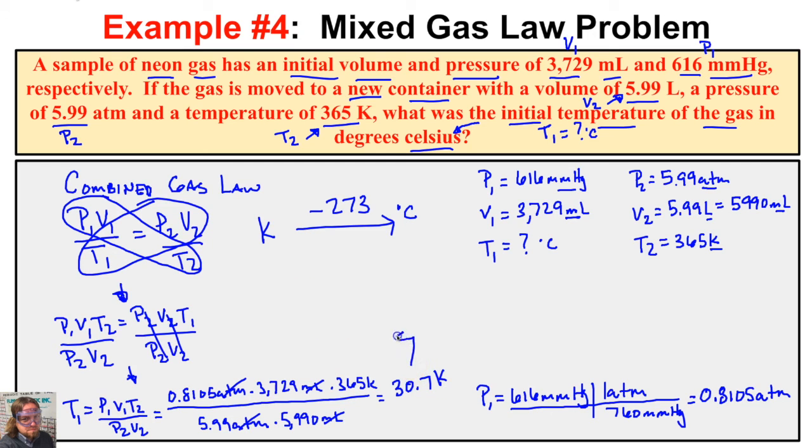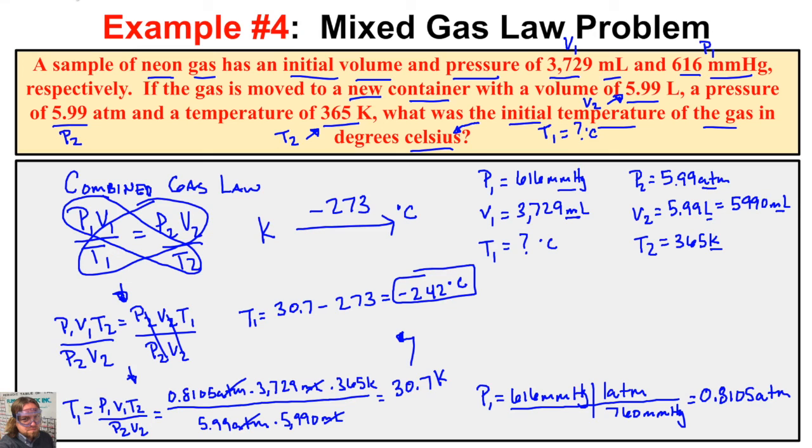So one final step here. We have to get our degrees Celsius, right? And so to get our degrees Celsius, we take our Kelvin temperature minus 273, and we should end up with negative 242 approximately. Alright, so that was a very long problem, but it looks like the initial temperature of this gas is going to be negative 242 degrees Celsius.